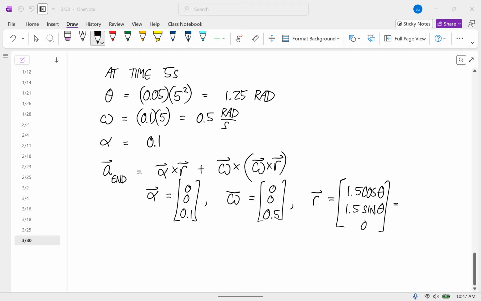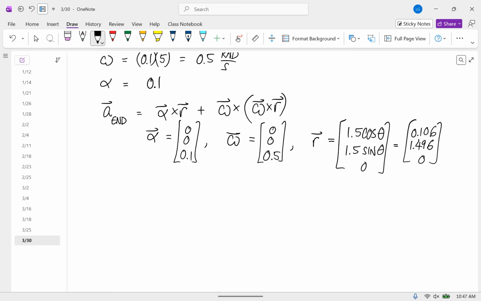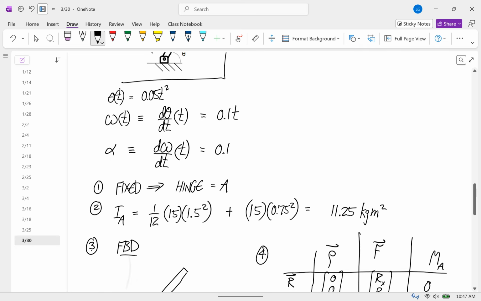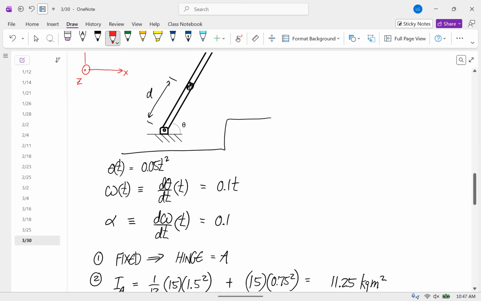Okay, so this is 0.106 and 1.496. And then you can plug that in and calculate it. Okay? Any questions about that one? That one has a lot of layers. But it's important to remember that these things here, these are definitions. Those can never be wrong. Okay? Those time derivative relationships.